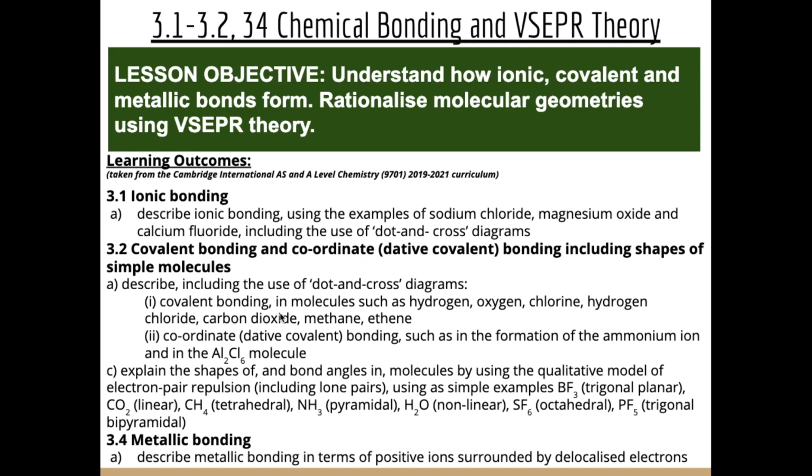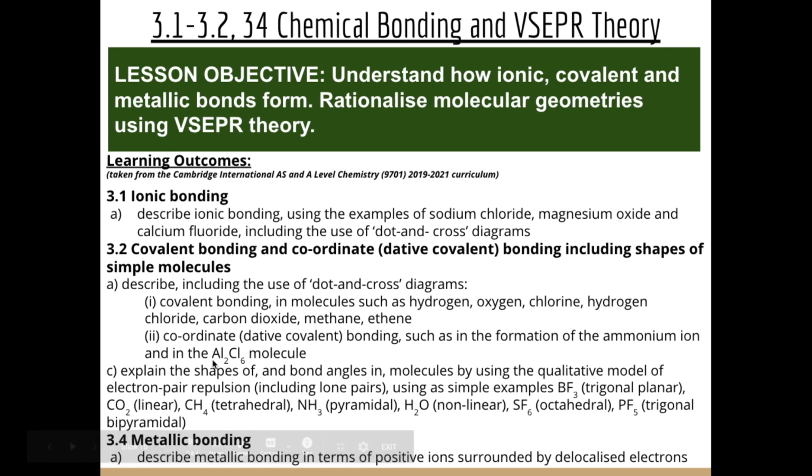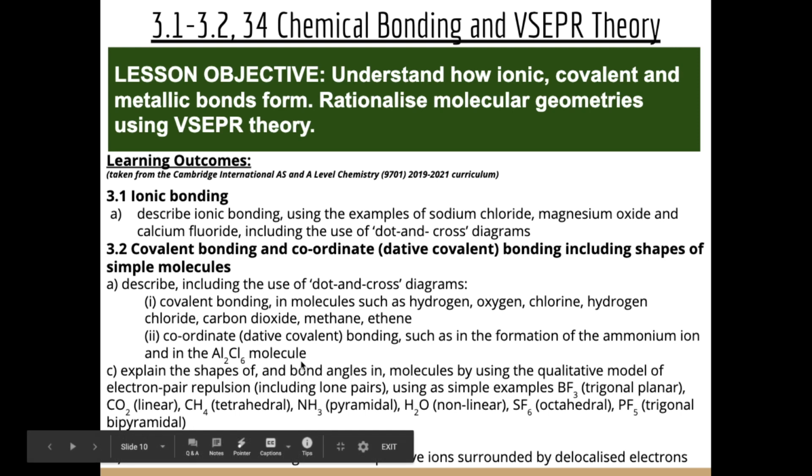And that finishes our first lesson on chemical bonding. What have we done today? We've described ionic bonding using the examples of sodium chloride, magnesium oxide, and calcium fluoride, including the use of dot and cross diagrams. We have described, including the use of dot and cross diagrams, covalent bonding in molecules such as hydrogen, oxygen, chlorine, and so on, and coordinate dative bonding, such as in the formation of the ammonium ion and the Al2Cl6 molecule. We've explained the shapes of molecules and bond angles.